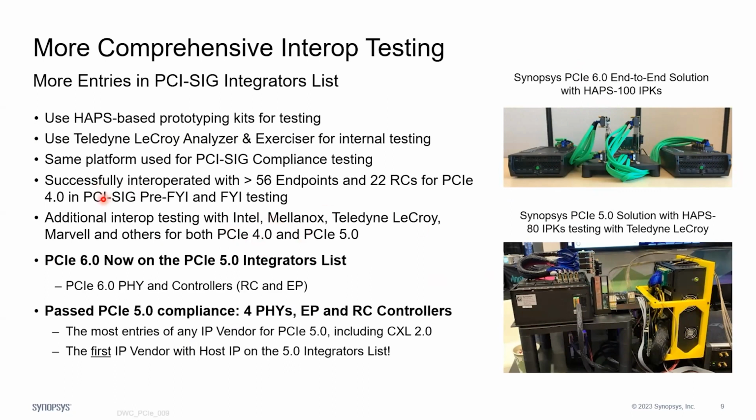We do interop at virtually every workshop. We've done lots of them so that we've got lots of endpoints and RCs qualified at 4.0. As most of you may know, as of today, there's only a 5.0 compliance workshop. The 6.0 compliance workshops aren't happening yet. There's events that are going to be pre-FYI testing, then there'll be FYI testing, and then eventually there'll be 6.0 real testing for a 6.0 integrators list. But as of today, 5.0 is all there is.